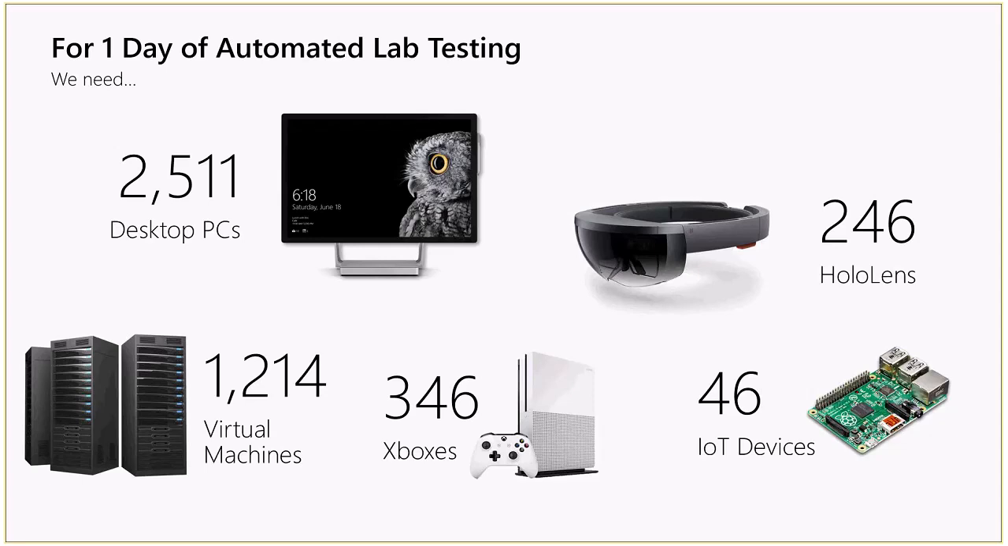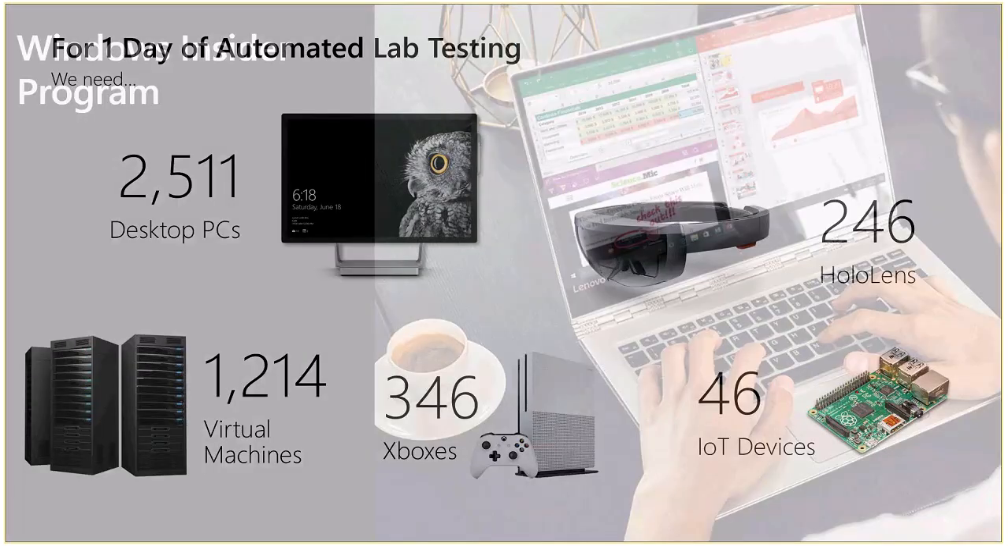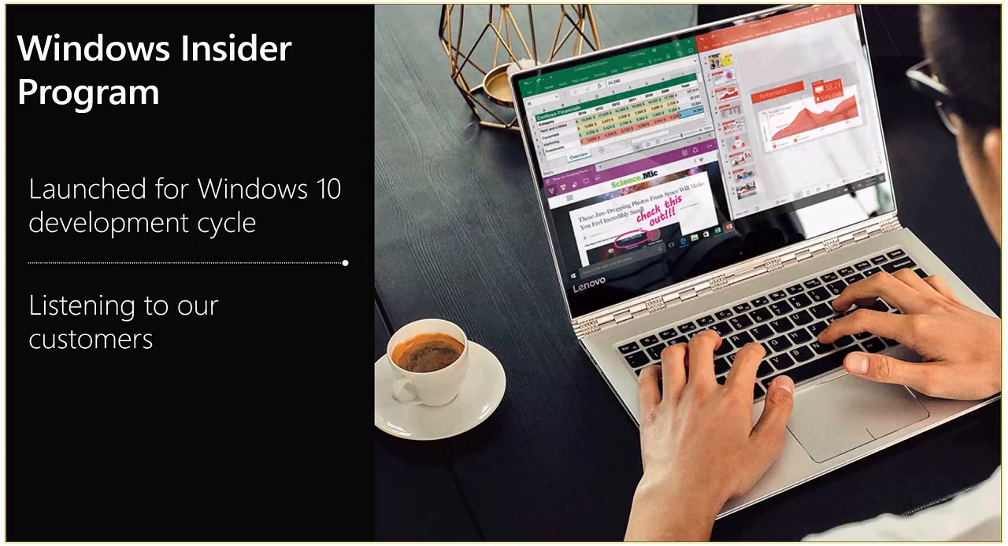So we use automated lab testing with the different quality gates, and these are critical. These are run all the time. You look at these 2,500 different desktops tested, the different Xboxes, virtual machines, HoloLens, almost 50 IoT devices. So this happens daily. What I want to talk about is this thing called the Windows Insider program.